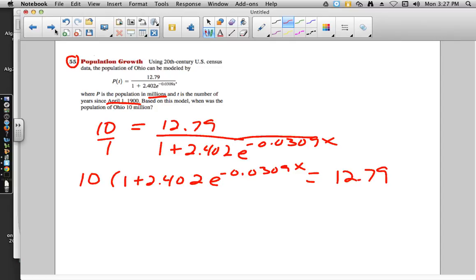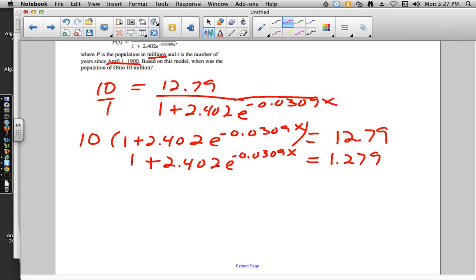And then we could go ahead and divide both sides by 10. And of course, when you divide by 10, all you're really doing is moving the decimal place 1 position over. All right, next up, we would subtract a 1 from both sides. Then we would divide by 2.402.